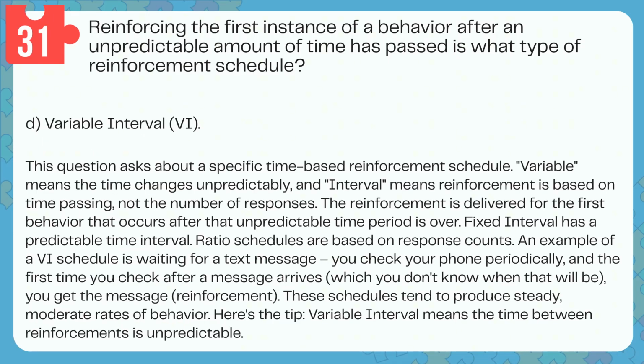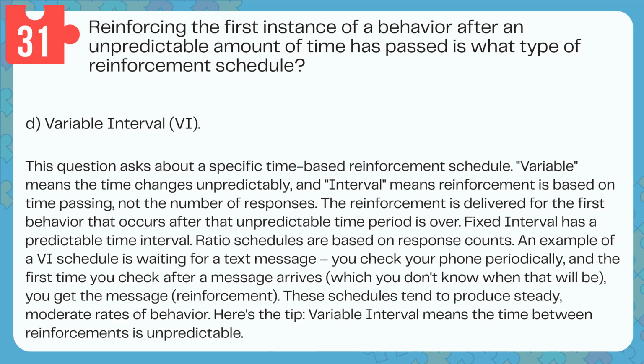Answer: D. Variable interval, VI. This question asks about a specific time-based reinforcement schedule. Variable means the time changes unpredictably, and interval means reinforcement is based on time passing, not the number of responses. The reinforcement is delivered for the first behavior that occurs after that unpredictable time period is over. Fixed interval has a predictable time interval. Ratio schedules are based on response counts.